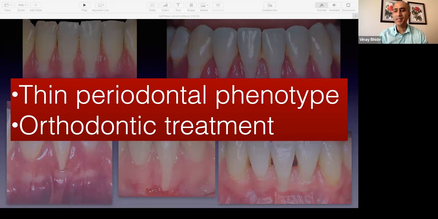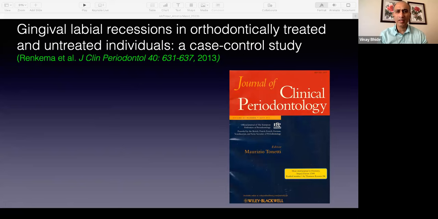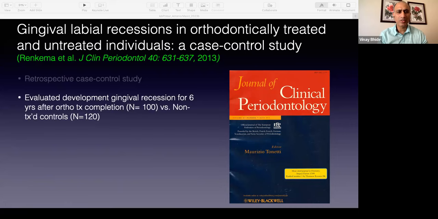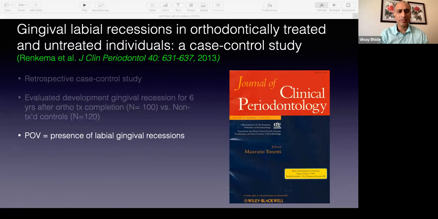One study that's a really well done study by Renkema and colleagues from 2013, they did a retrospective case control study where they looked at the development of gingival recession for 6 years after orthodontic treatment was completed. They had non-treated controls, and then they had patients that had orthodontic treatment, and they had a fairly decent sample size in both groups. Their primary outcome variable was the presence or development of buccal gingival recessions.